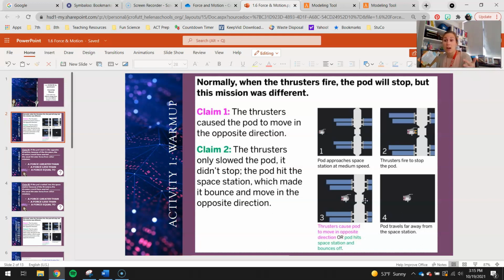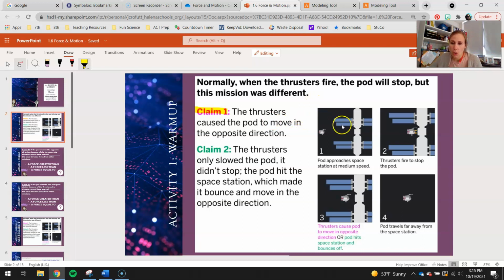However, on the occasion in the video earlier in this chapter, the video feed cut out for a few seconds and we didn't really know what happened. All we know was that when the video finally came back on, the space pod was moving away in the opposite direction. From that, we were able to come up with 2 claims. Claim number 1 says that the thrusters cause the pod to move in the opposite direction. So what you really need to think about is, what would the force from those thrusters look like to cause that pod to stop, turn around, change direction, and move backwards?